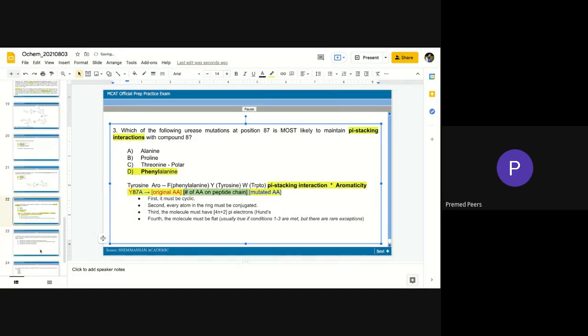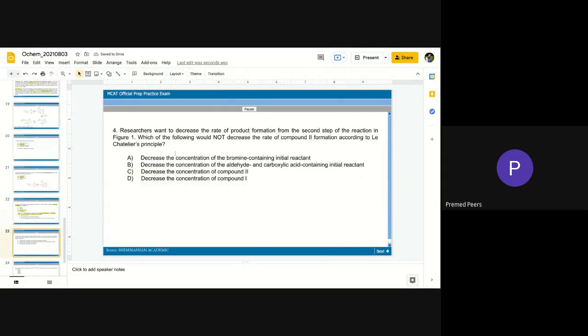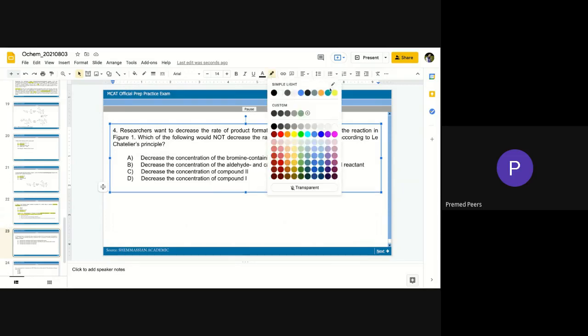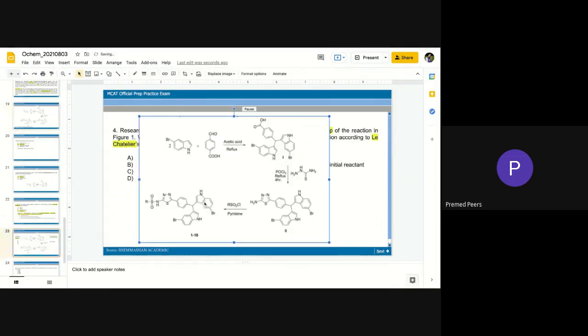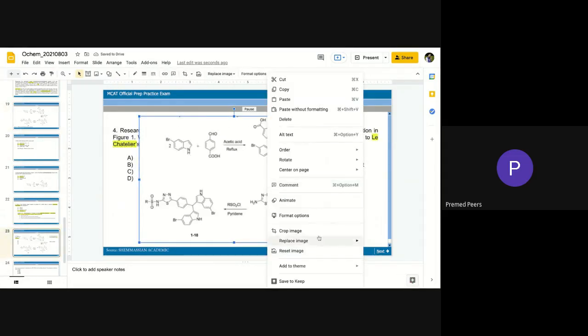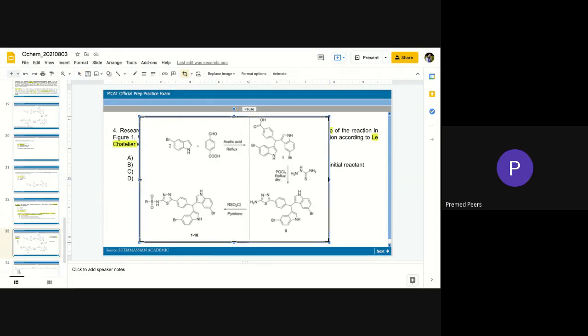Cool. Okay, moving on. Fourth question. They want to reduce the rate. Okay, and then the second step. We'll have to pay attention to the question. The second step of the reaction in figure 1: which of the following would not decrease compound 2 formation according to Le Chatelier's principle? Not decrease means increase. Okay, then copy, paste. It is the second step, so we're going to look at the second step.